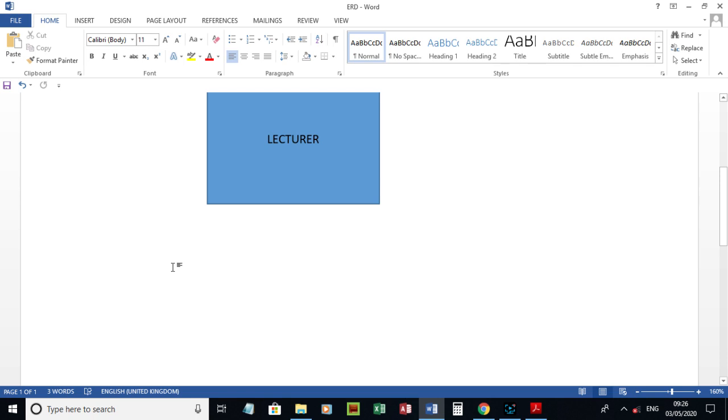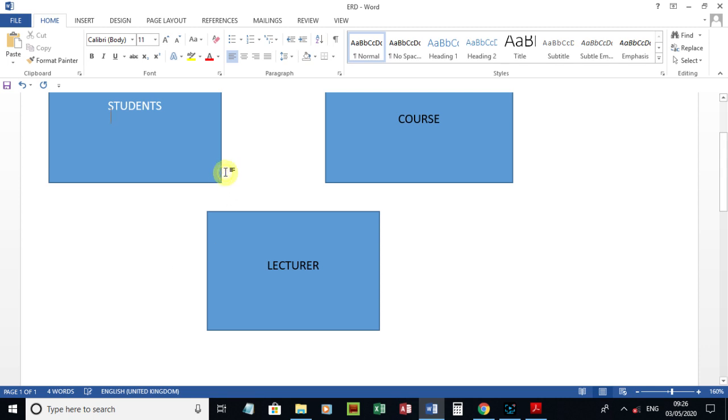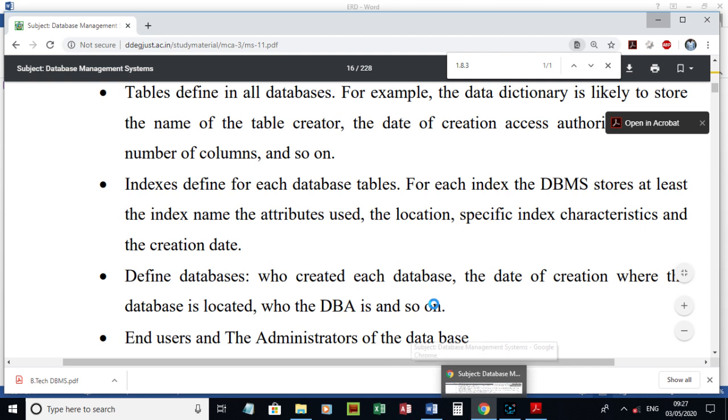And to relate them, in simple terms, let me open another sheet. To relate them, we have a concept called one-to-one, one-to-many, and many-to-many.